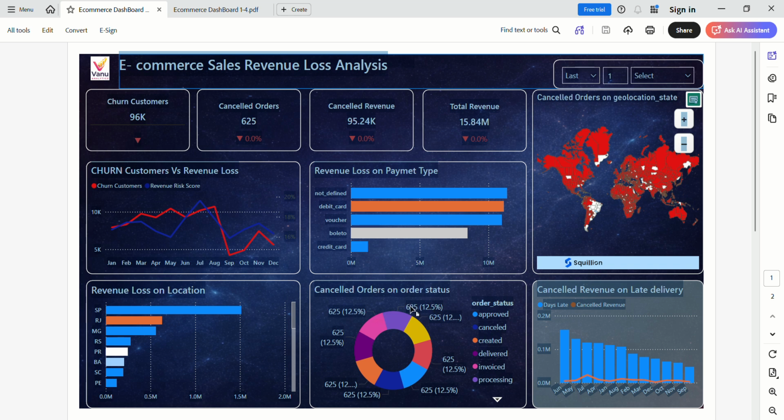And this donut chart is explaining cancel orders by order status, and the order statuses are approved, cancelled, created, delivered, invoiced, processed. These are the different order statuses, and the cancel orders by each. And again here, the clustered line and bar chart is explaining the cancel revenue on late delivery, over the timeline, the period or duration wise.